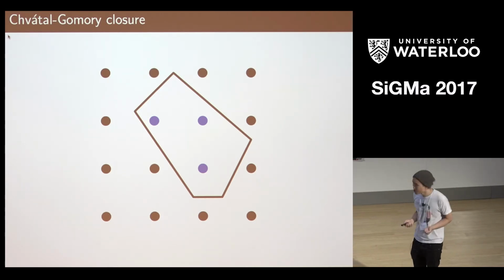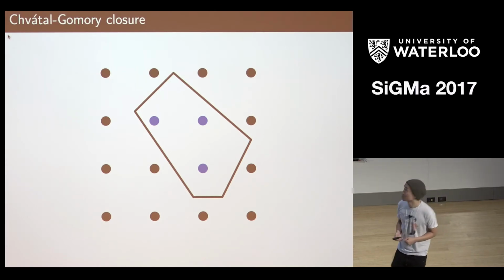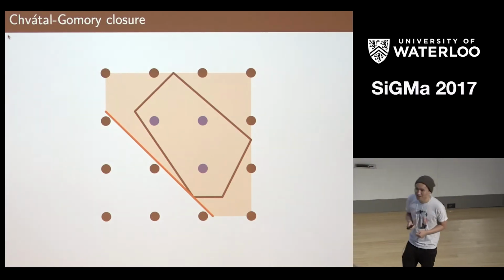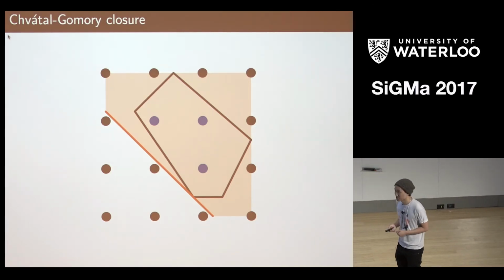So one way you can do this are what are called CG cuts. So let me just define that by example. So let's look at this purple inequality, right? So if we imagine that bottom left point as the origin, that purple inequality is just x plus y is at least 2 plus epsilon.